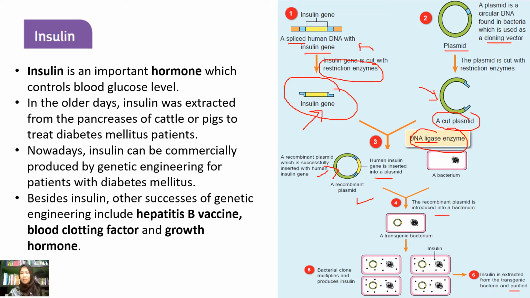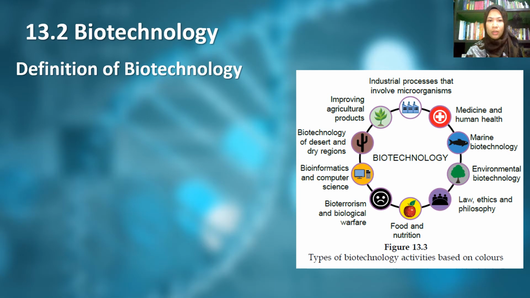So, dia akan extract keluarlah insulin yang diperlukan. Bakteria kita tak guna. Okay, so beside insulin, other success of genetic engineering include hepatitis B vaccine, blood clotting factor, and growth hormone. Okay, now look at the concept of biotechnology.